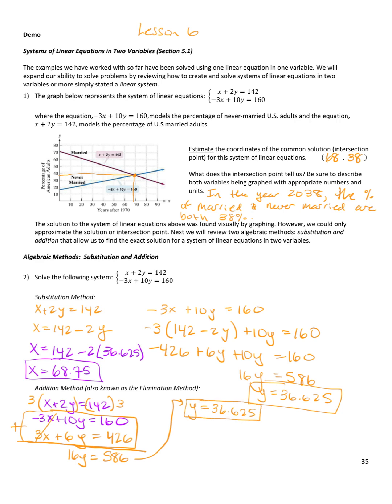And then x, we would do the same thing. Pick either equation, x plus 2y equals 142. You can also pick the other equation. And now plug in the y that you know. x plus 2 times 36.625 equals 142. And we solve for x, and we will get 68.75.